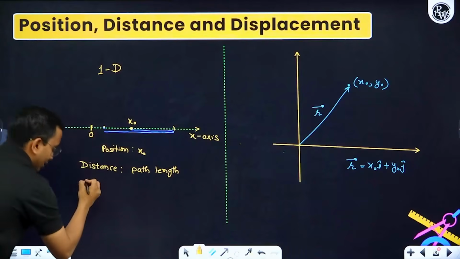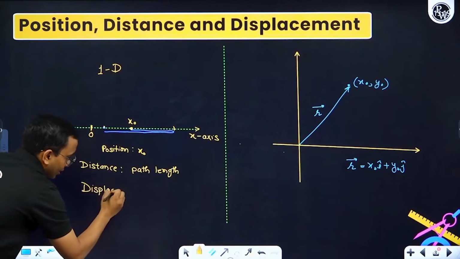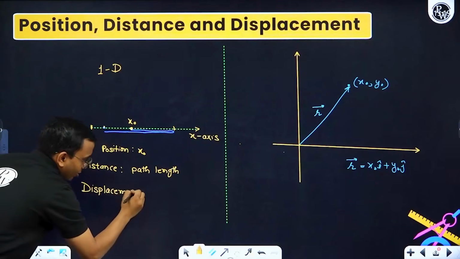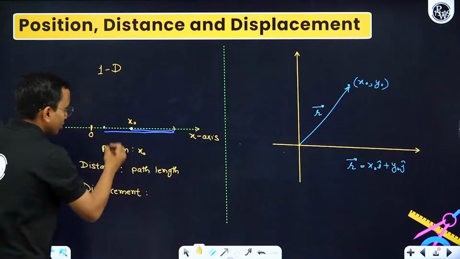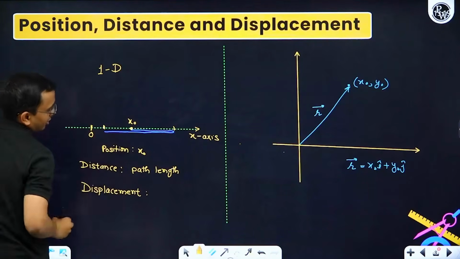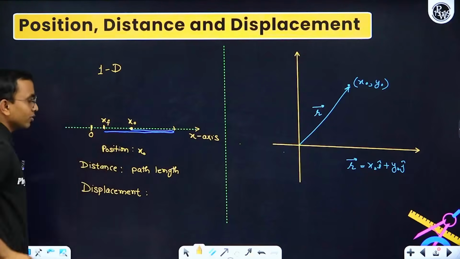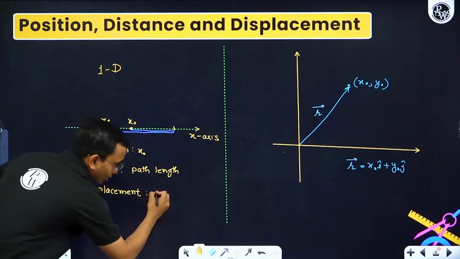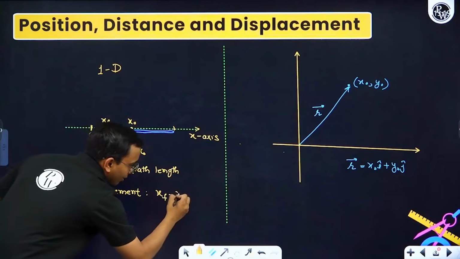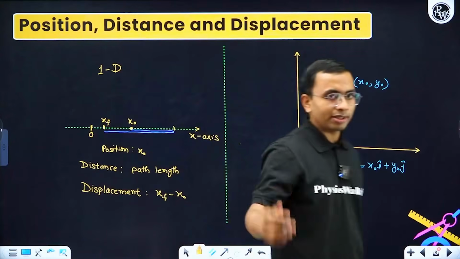And if I talk about the displacement, displacement is just the change in the position. This is the initial position, and let us take my final position is this, x final. So you just need to subtract these two. You'll say the final position minus the initial position. This is my displacement. You find the coordinates, you subtract them.